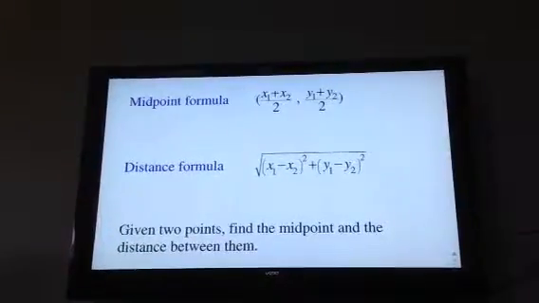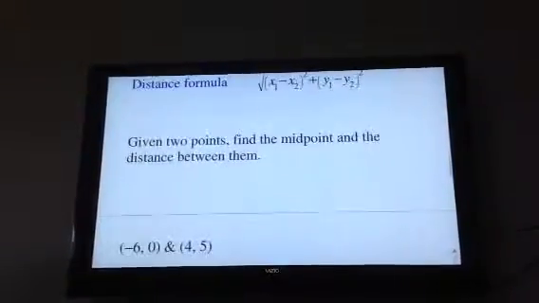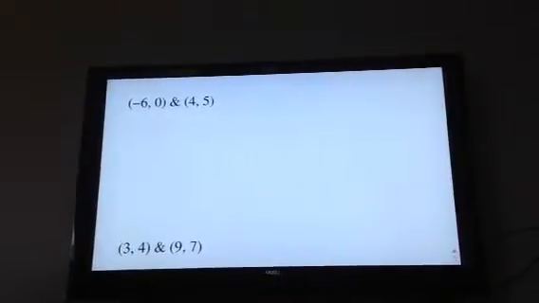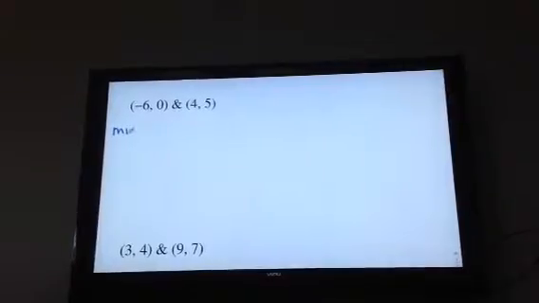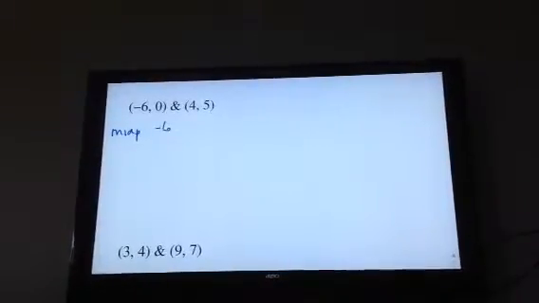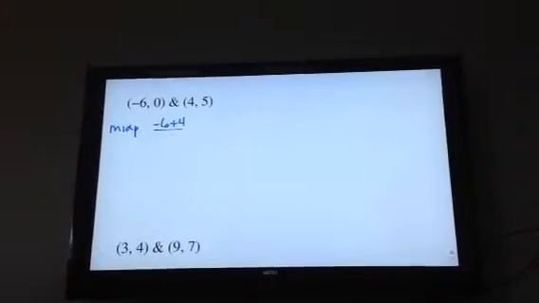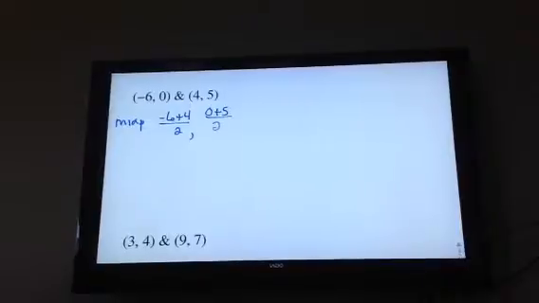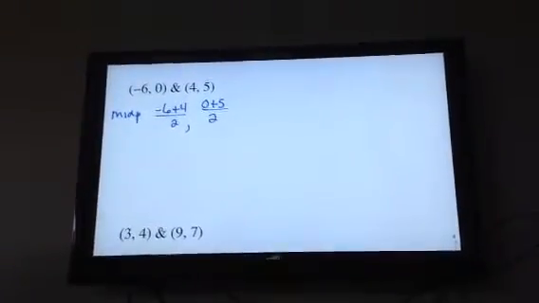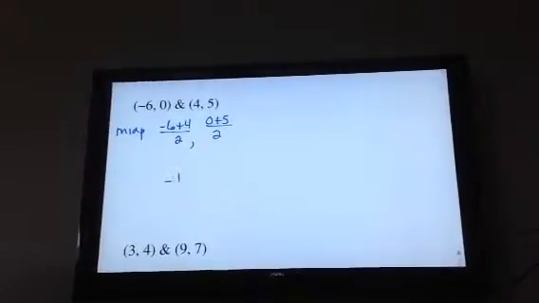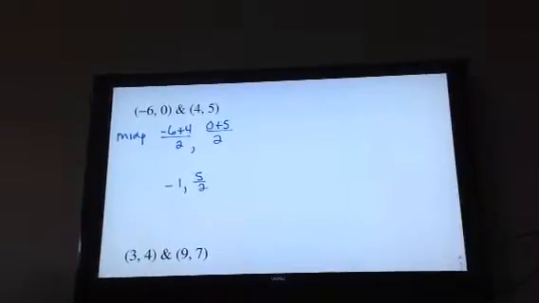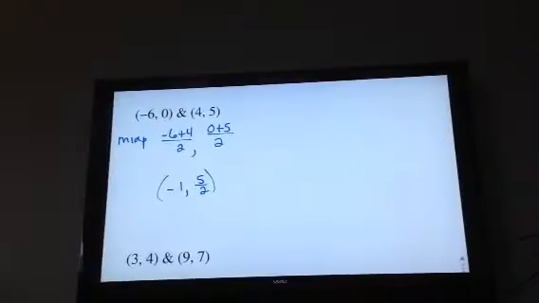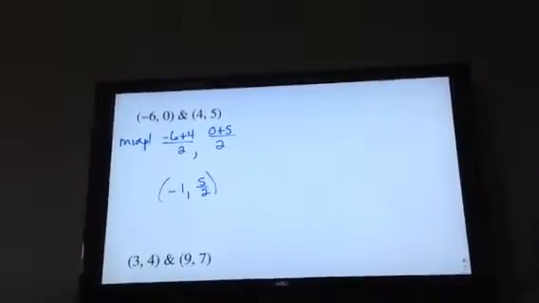All right, so we're going to apply the formulas. Given these 2 points, find the midpoint and the distance. So my midpoint: take your x's and add them, -6 plus 4, and divide by 2. And take your y's and add them and divide by 2. So I have -2 over 2, which is -1, and 5 over 2, which is 5 over 2. That's the midpoint. That's the point that's right in the middle of those 2 points.